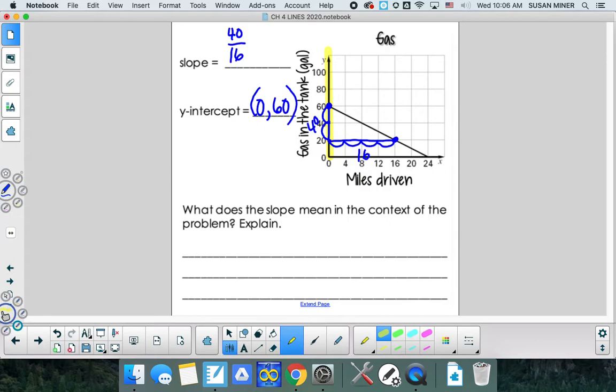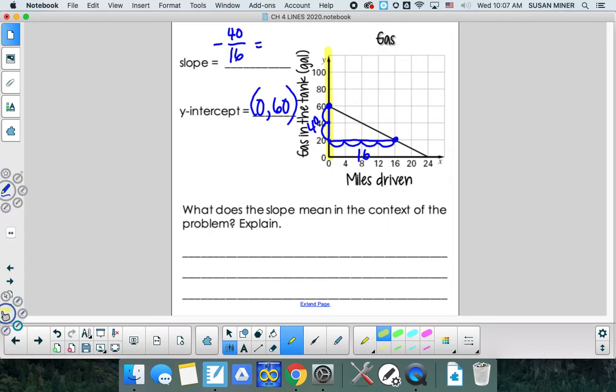And then I want to look at my graph and find out what kind of slope I have, so I know if it's positive or negative. And so I'm going to take a look at this graph. This graph is going down, and so this is going to be a negative slope.